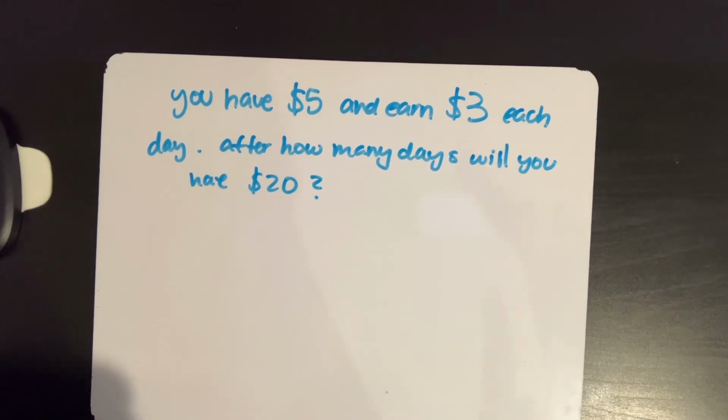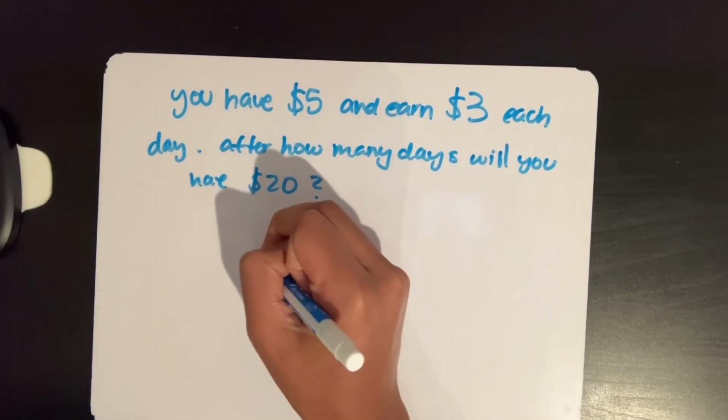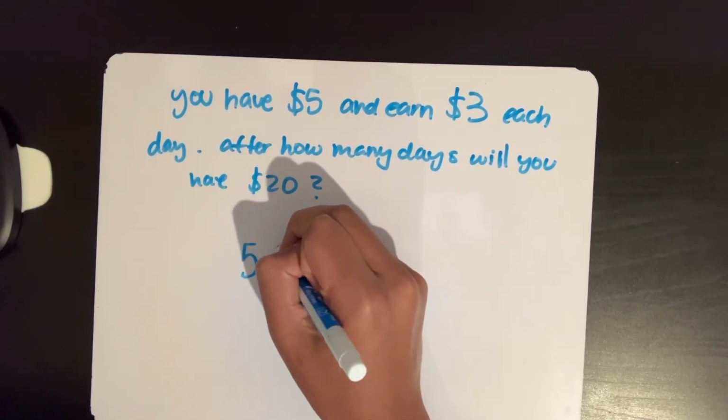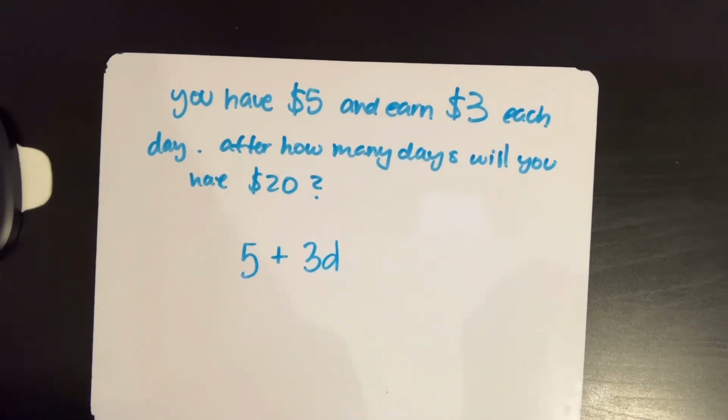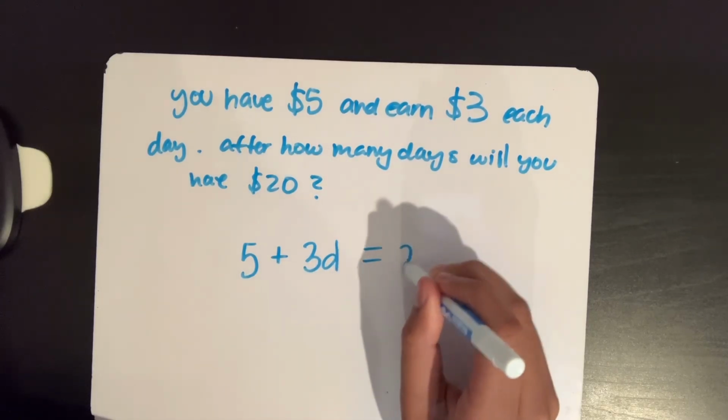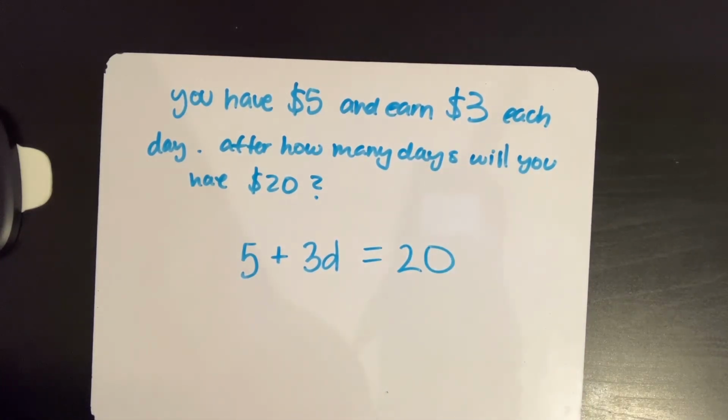First, let's set up the equation. We have $5 and we earn $3 each day. We'll use D as our variable to represent the days. And that amount will equal 20. So we need to figure out what variable D equals to find out the days.